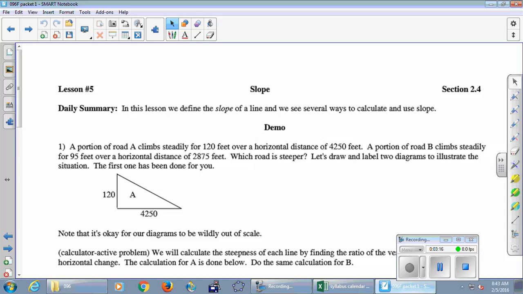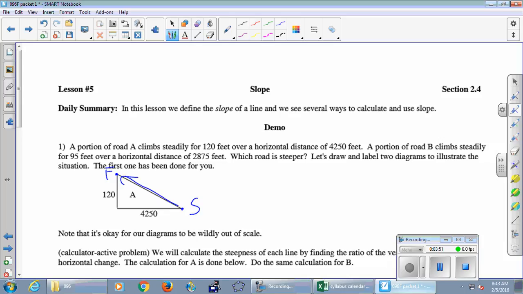Okay, so we are here on the slope page, page 36. Let's give it a shot. In this lesson, we define the slope of a line, and we see several ways to calculate and use slope. First, our demo. A portion of road A, that's pictured here, climbs steadily for 120 feet over a horizontal distance of 4,250 feet. Everybody understand the picture? So you can imagine starting over here and finishing up here and driving along the road, and that road is going uphill, 120 feet vertically, 4,250 feet horizontally, okay?